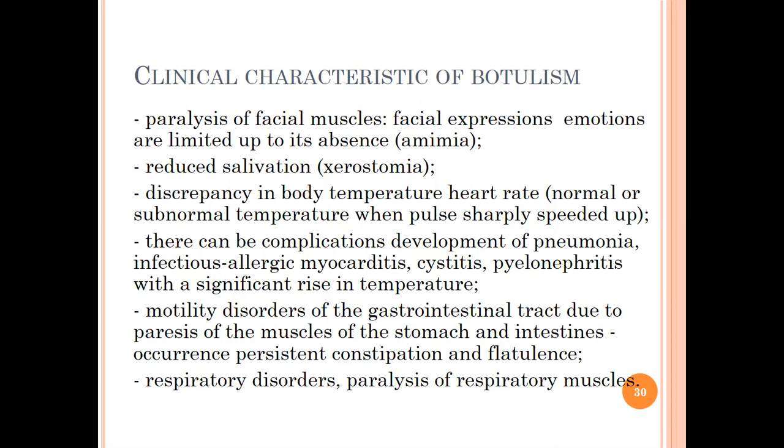Some complications in the lungs, for example pneumonia, or myocarditis, cystitis, pyelonephritis with a rise in temperature. Motility disorder in the gastrointestinal tract due to paralysis of intestine muscles, and constipation and flatulence happen. And finally, the most dangerous complication is paralysis of respiratory muscles, and death can be caused by the stop of breath.